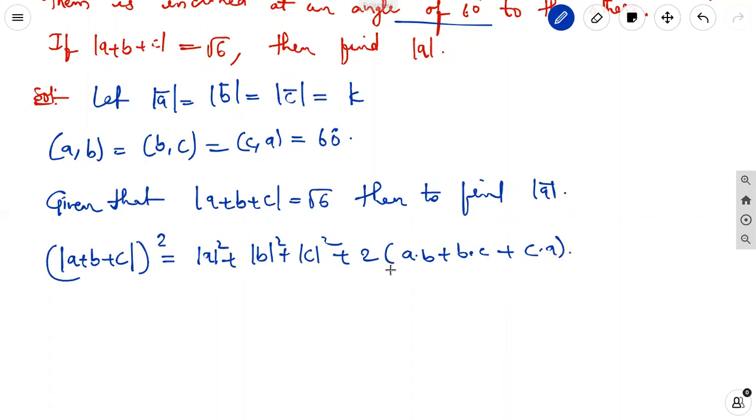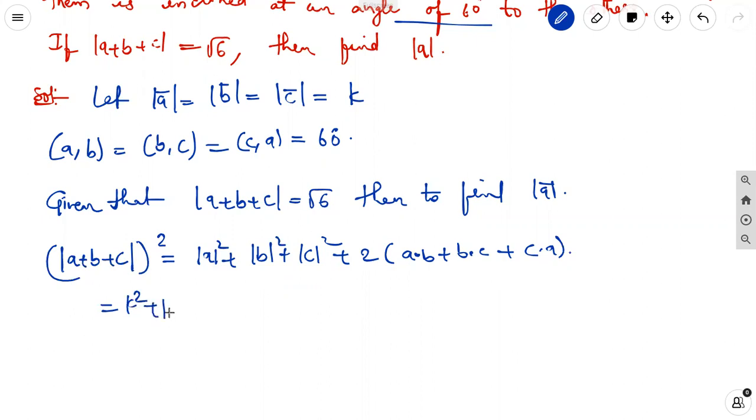Just like (a + b + c) whole square means a square plus b square plus c square plus 2ab plus 2bc plus 2ca. But here it is in vectors, so we can take a dot b, b dot c, c dot a. And we have the relation of equal magnitude, so in the place of modulus of a it is k.